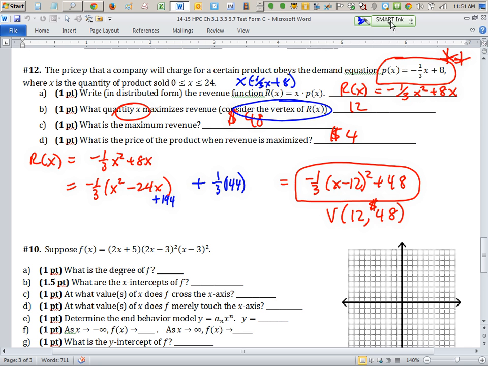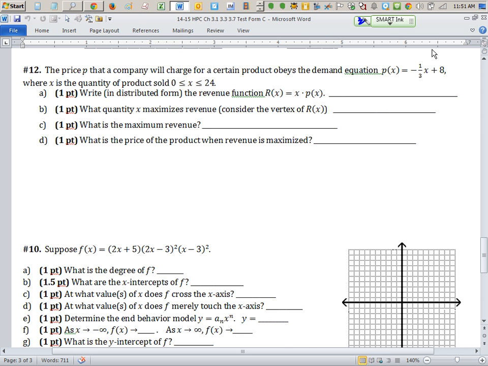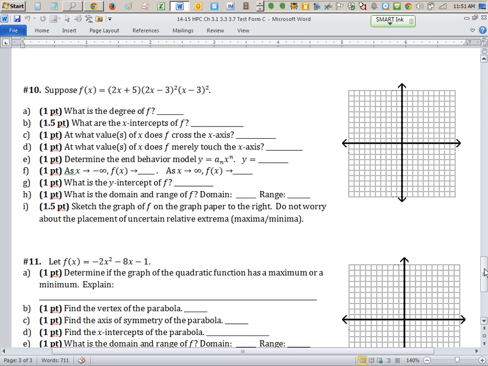All right, so there it is. And then this stuff, you guys did great. You did really well. What is the degree? You've got x times x squared, so that's degree 5.